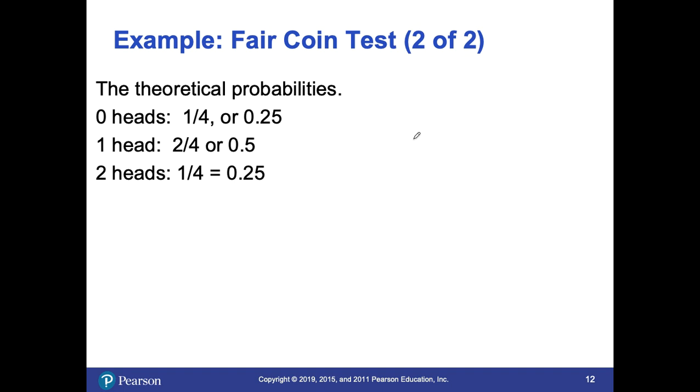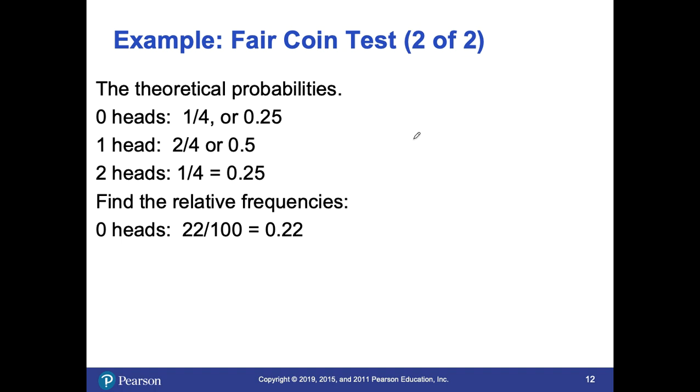But then you weren't sure that your coins were fair, so you decided to do the little experiment yourself. So how do you do the relative frequency? You take how many times you got 0 heads when you tossed the two coins, and divide it by how many times you tossed the two coins. Well, 22 divided by 100 is 0.22. Now check out, in the relative frequency, I got a different probability than I did up here, didn't I? So 0.25 versus 0.22.